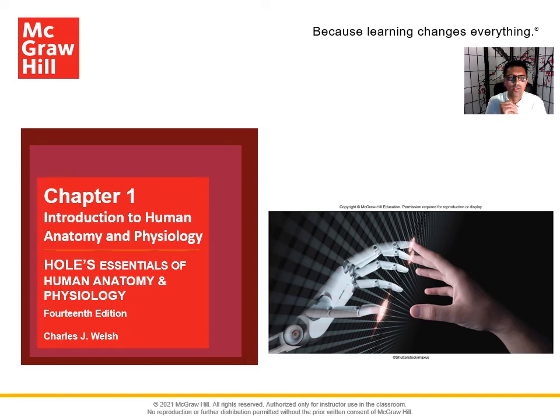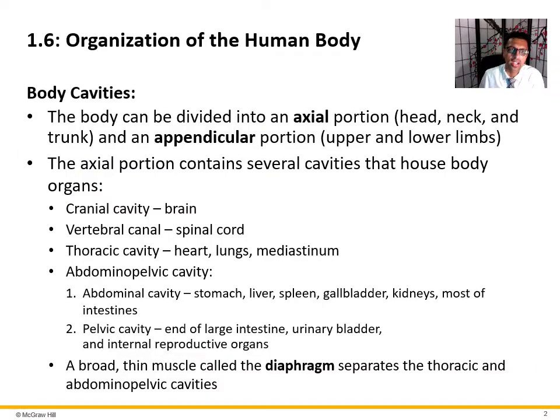Class, we're going to continue with Chapter 1, Essentials of Human Anatomy and Physiology. Part 1, we talked about a little bit of introduction and then homeostasis. So now we'll pick up the organization of the human body.